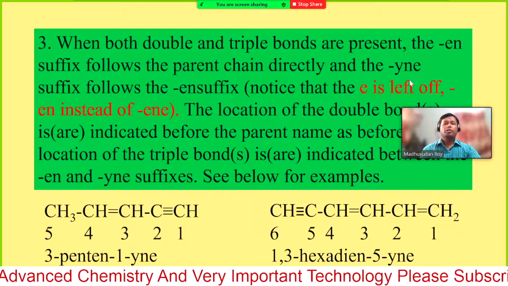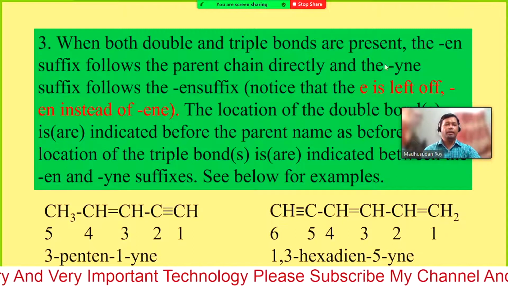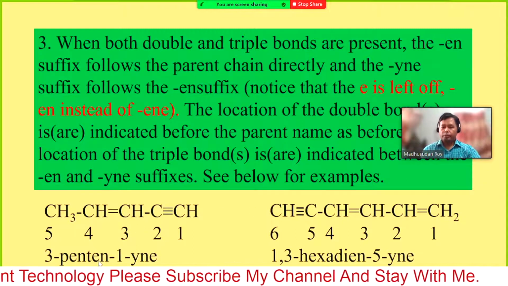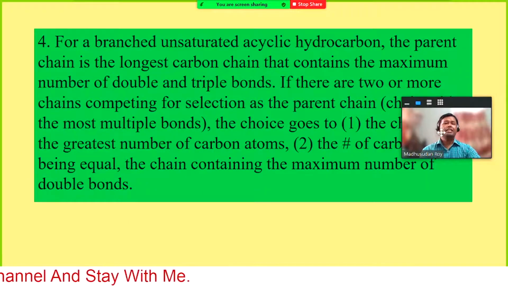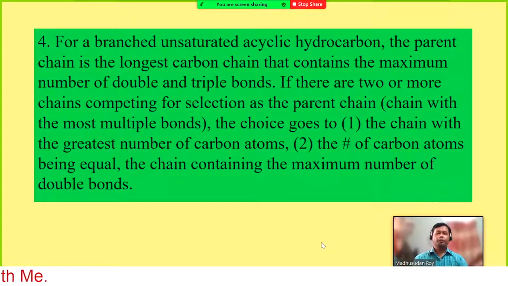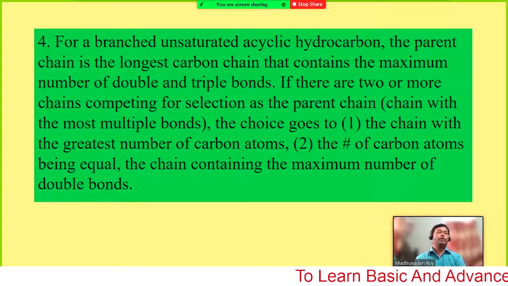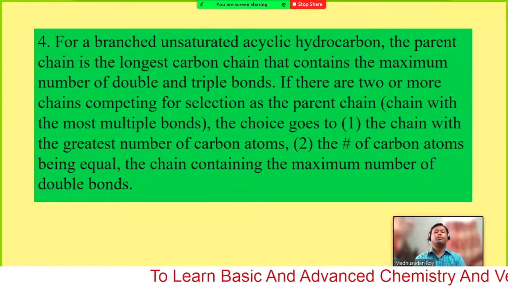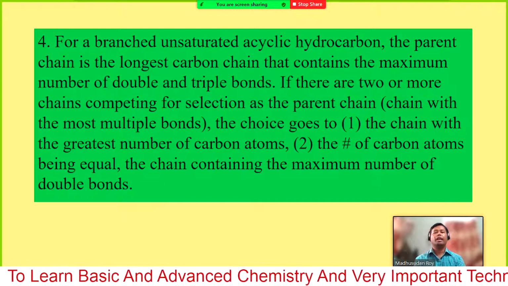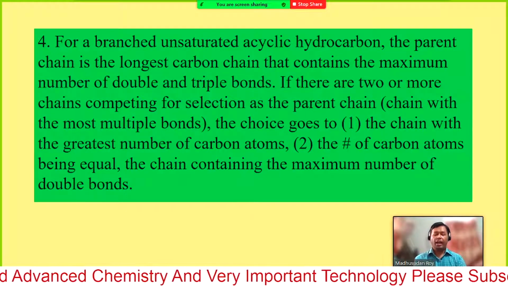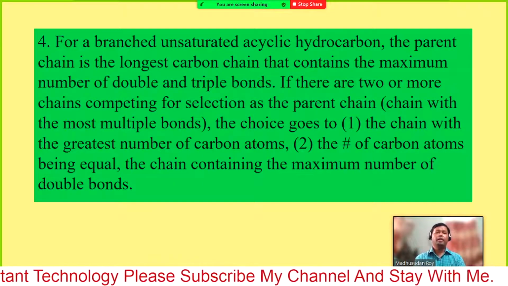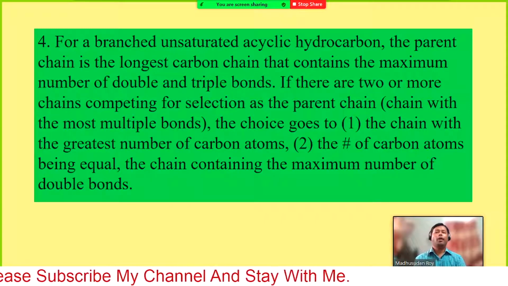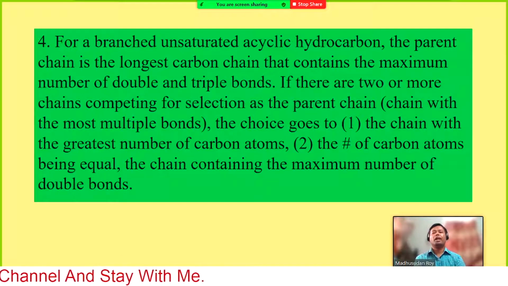Already I have mentioned, when both double and triple bonds are present, you need to put the name up to the suffix EN, not ENE. So for a branched unsaturated acyclic hydrocarbon, the parent chain is the longest carbon chain that contains the maximum number of double and triple bonds. A compound with branches can have 2 or 3 branches. However, if you have a branch, the parent chain is the longest carbon chain that contains the maximum number of double and triple bonds.